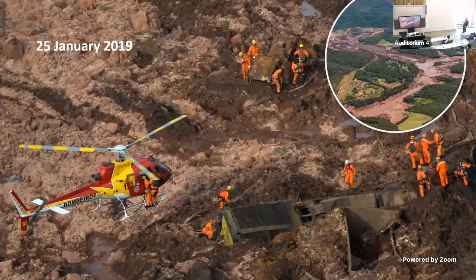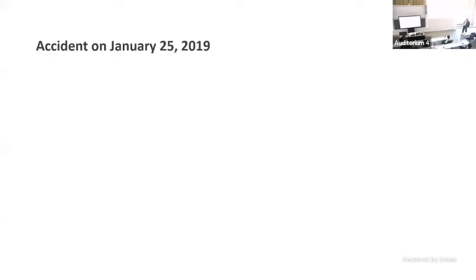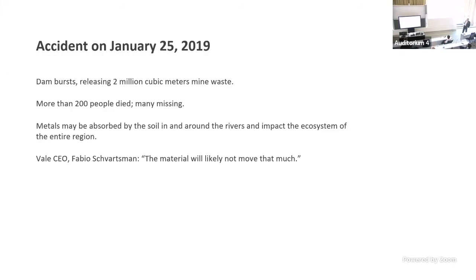And this is a picture from the 25th of January in 2019, when something really bad happened here. So the dam basically burst. And 2 million cubic meters of mine waste came out. 200 people died that we know of, but many more are missing.